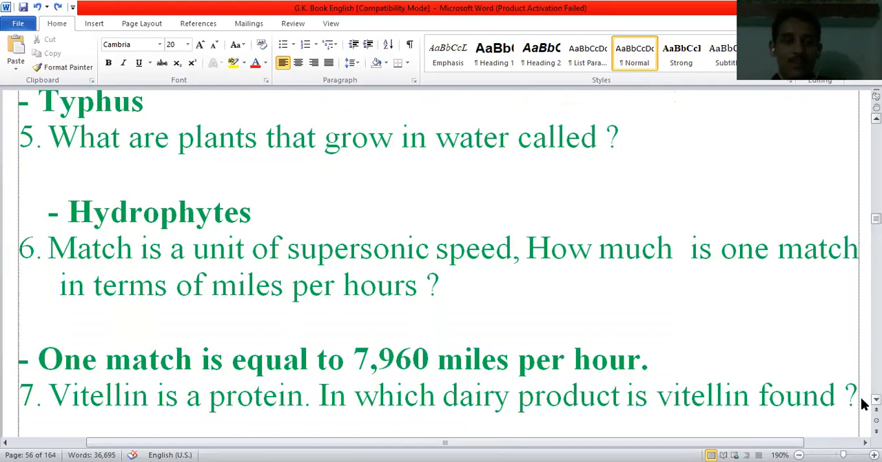One mass is equal to 7,960 miles per hour. Question number seven goes to Sobika Chetri and second follow-up to Anish Shrestha. Vitalin is a protein. In which dairy product is Vitalin found? Upendra Bania, you can give your idea and answers for these questions.